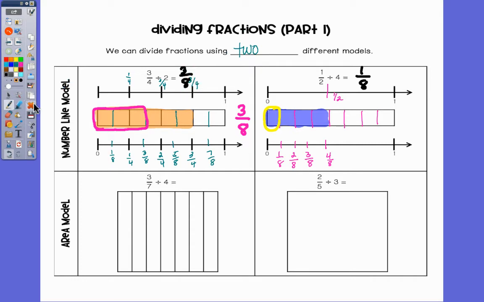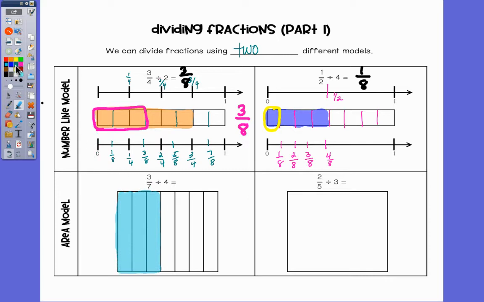Okay, the next way we can do this is the area model. The area model takes it and we divide it 2 different ways. This is also called the Brownie Pan Method. So we're going to start with coloring in 1, 2, 3, 4, 5, 6, 7. They already divided it into 7 pieces for us. So I'm going to color in 3 of those pieces. Now I know you guys are much neater than I am when it comes to coloring, but we're making it work here.